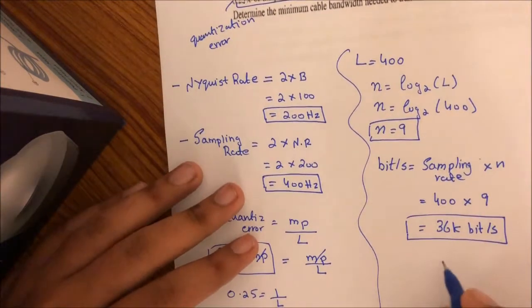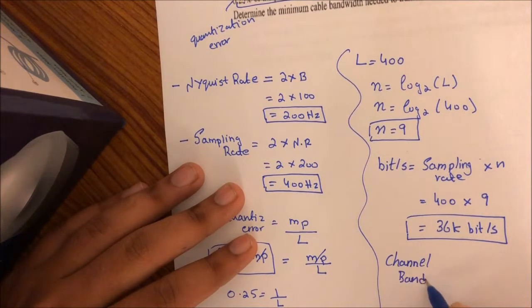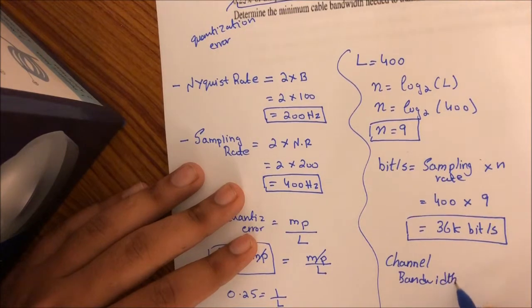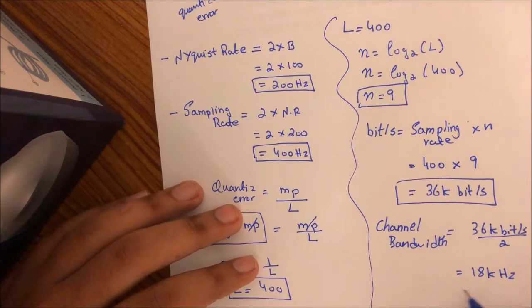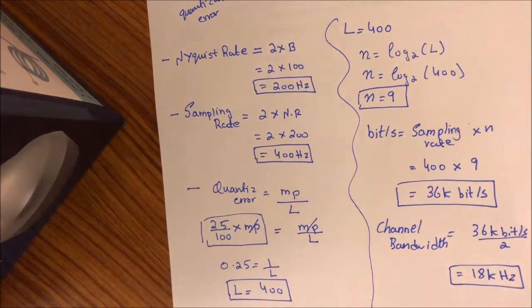So now the next step would be to calculate the channel bandwidth, which will be bits per second divided by 2, which will give us 18 kilohertz. So this will be the channel bandwidth. I hope you understood this question. It was quite easy.